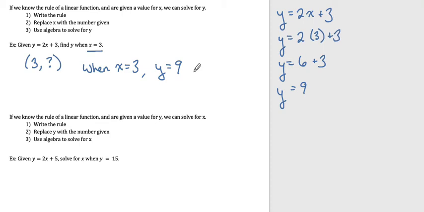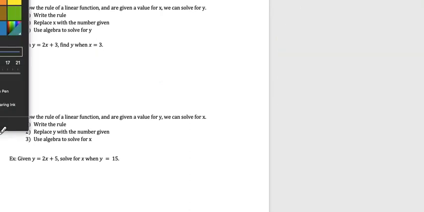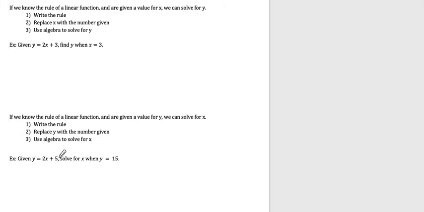We can also do the reverse. If we're given the rule of a line, if we're given that equation, and we know y, we can find x. We follow the same steps. So let's erase the work that we've done, and let's look at our second example. Here, we're given the line y equals 2x plus 5, and we want to solve for x when y is 15. So we write the rule, that's our first step, y equals 2x plus 5.